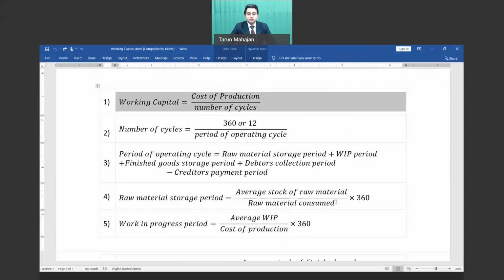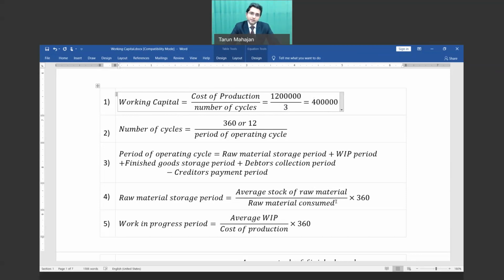So working capital is equal to cost of production divided by number of cycles. Suppose the annual cost of production is 12 lakh rupees. And suppose there are 4 cycles or say 3 cycles in a year. So tentative working capital requirement is 4 lakh rupees.